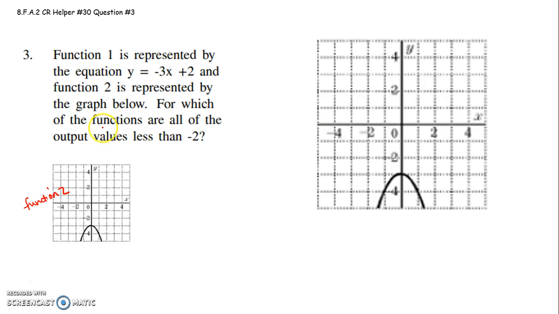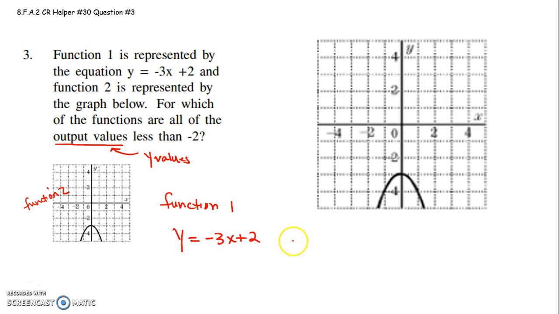For which function are all the output values less than negative 2? Output values, they're talking about the y values. So let's go ahead and graph this on this grid. Let's look at function 1, y equals negative 3x plus 2.